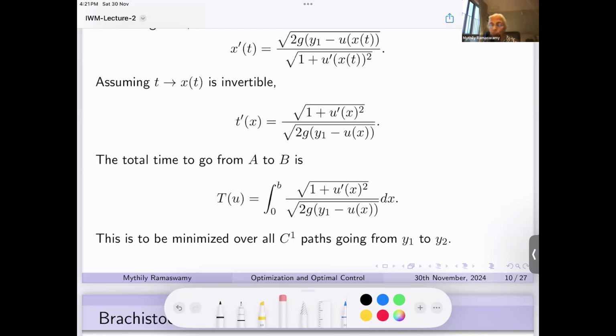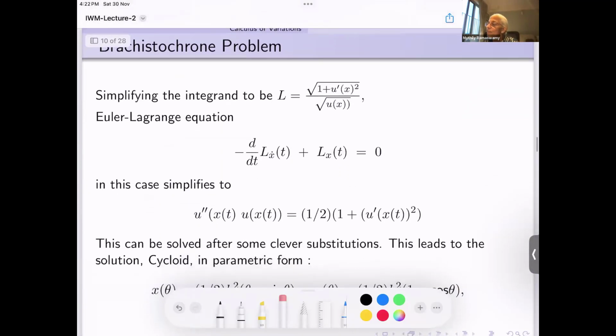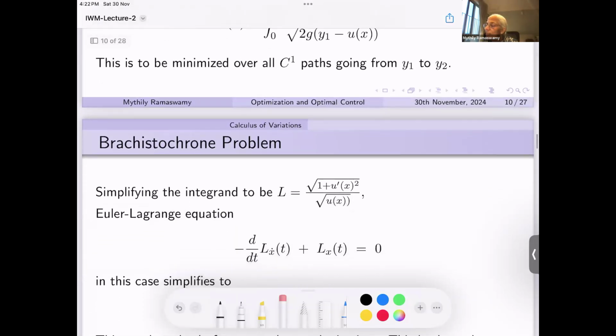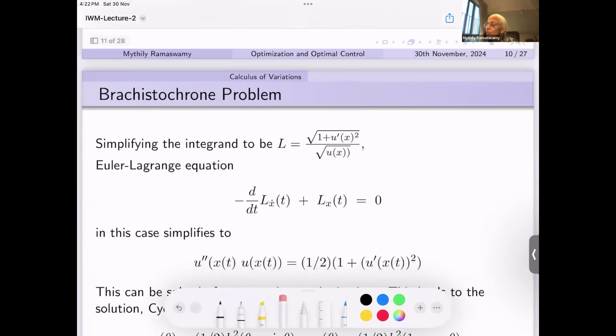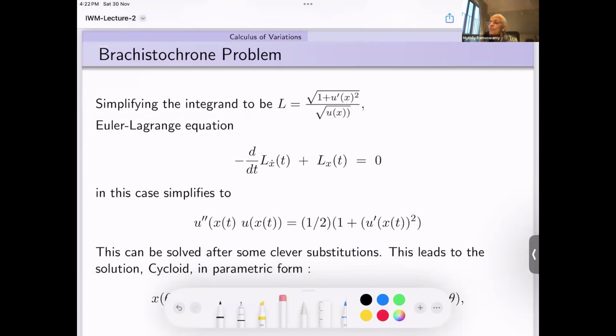We have formulated the Brachistochrone problem into the model problem. I have an integral functional and I have to find out what the minimum of this is. So you could simplify. We can make y1 to be 0, and finally I can make a simple reduction to L equal to square root of 1 plus u prime square by u(x). Now, what is the Euler-Lagrange equation for this problem?